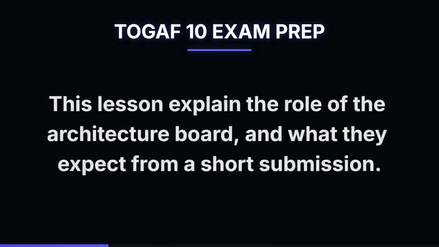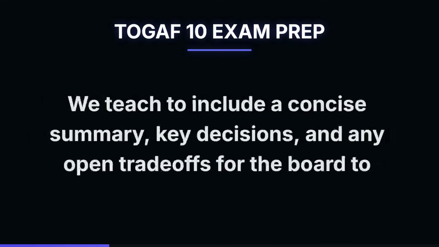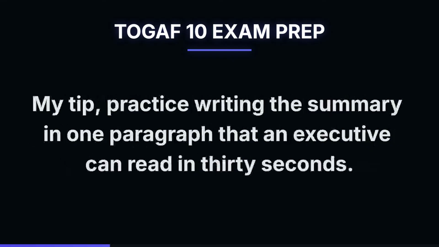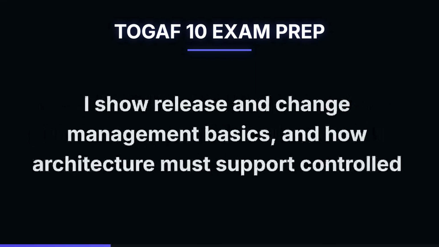This lesson explains the role of the architecture board and what they expect from a short submission. We teach to include a concise summary, key decisions, and any open trade-offs for the board to decide. My tip: practice writing the summary in 1 paragraph that an executive can read in 30 seconds.